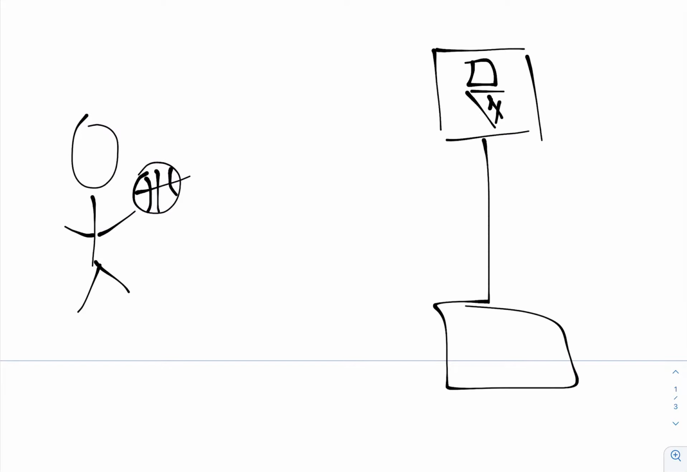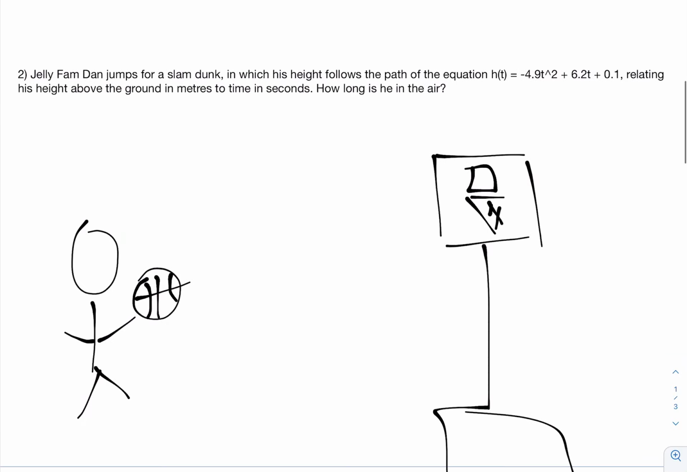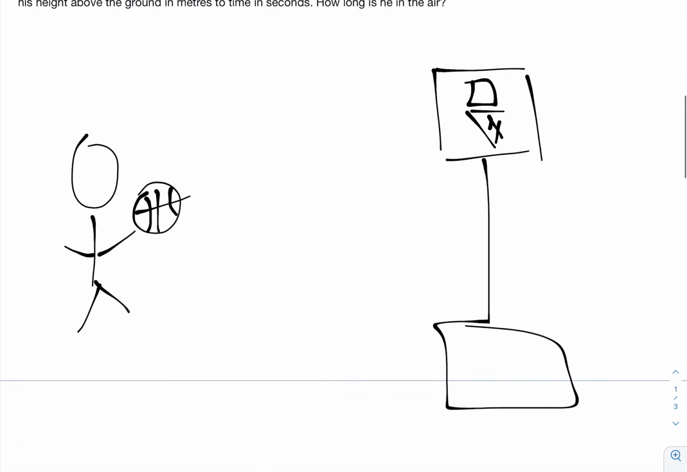Hoops like this. And for whatever reason, we know that he's 0.1 meters off the ground when he starts at time equals 0. So that means that from here to the ground is 0.1 meters. Maybe he's wearing extra thick shoes to make himself look taller. That sounds like something he'd do. So maybe that's what he's doing. So let's say he starts here, right? He's jumping up to do the dunk.